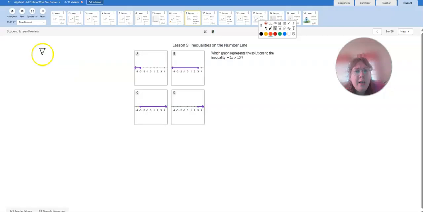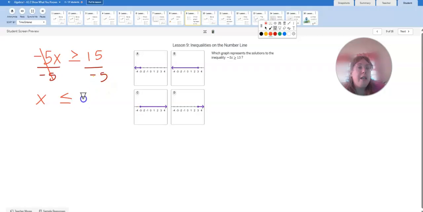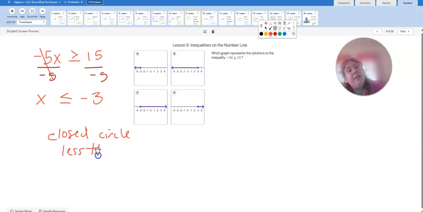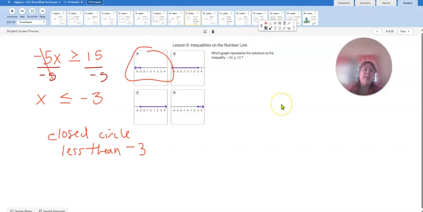Which graph represents this inequality? So we have negative 5x is greater than or equal to 15. So we'll want to divide both sides by negative 5. When we do that, when we divide by a negative, we have to flip that sign. 15 divided by negative 5 is negative 3. So because it's less than or equal to, it's going to be a closed circle, and it's less than negative 3. So it's going to be shaded to the left. So that's this option right here. We have that closed circle on negative 3, and it's shaded to the left.